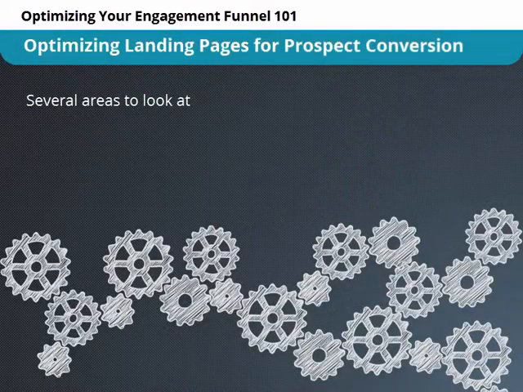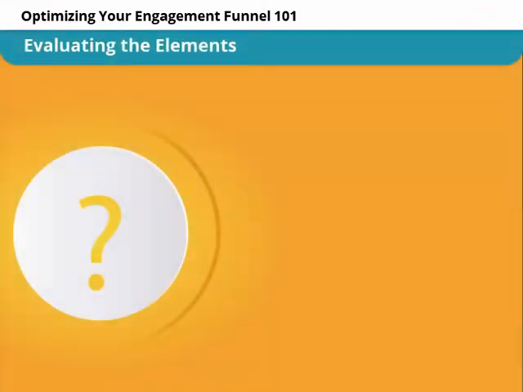There are several areas to look at for optimizing your landing page to improve your visitor-to-prospect conversion rate. The only way to know for sure which element isn't working is to make changes and look at the results. You don't want to change everything all at once. Make small changes and evaluate the results. To optimize your landing page, you should be asking yourself the following questions, and if your answers to any of these is no, you know what you need to work on.